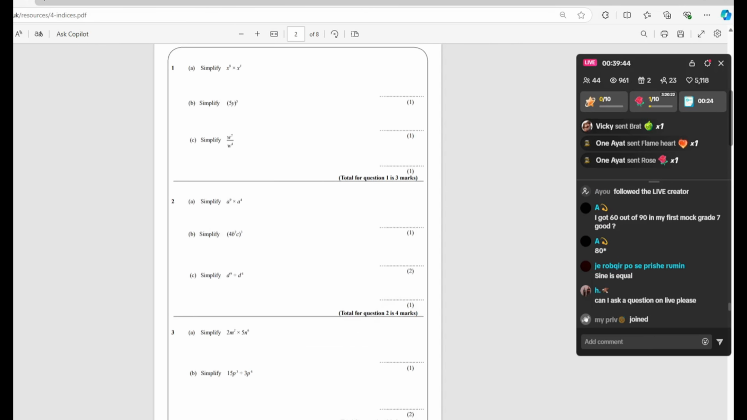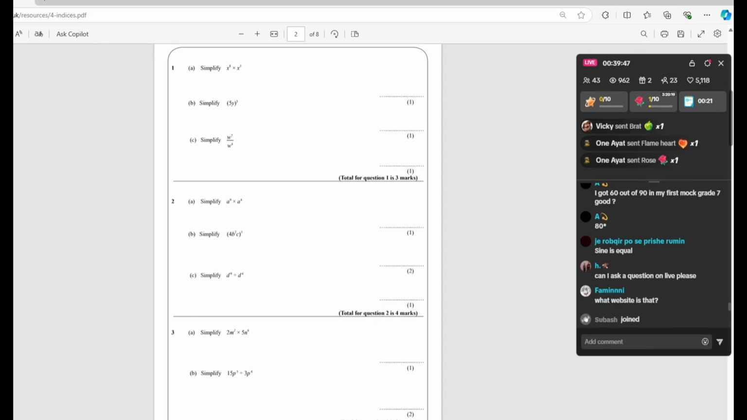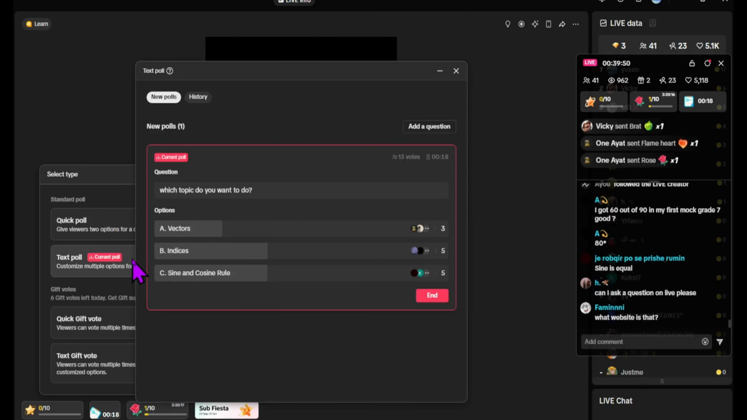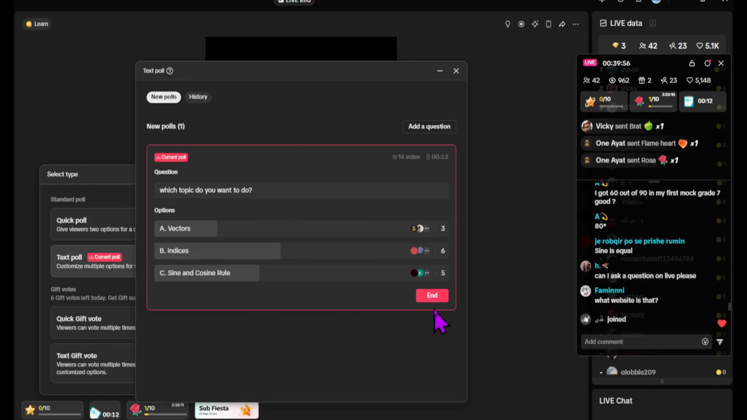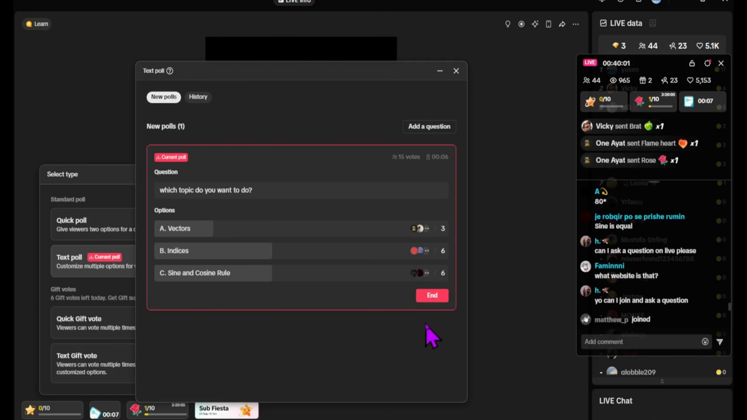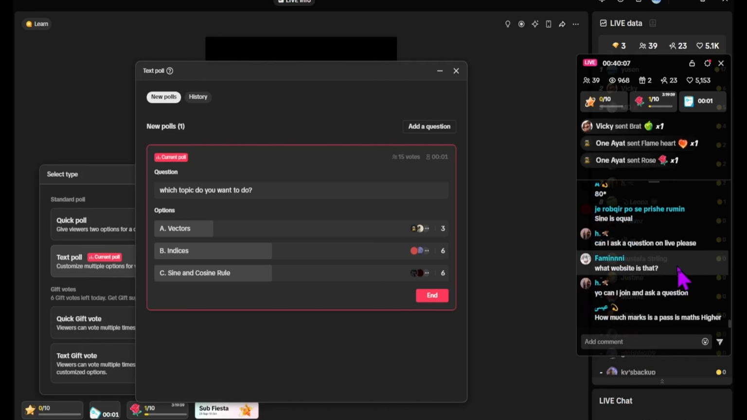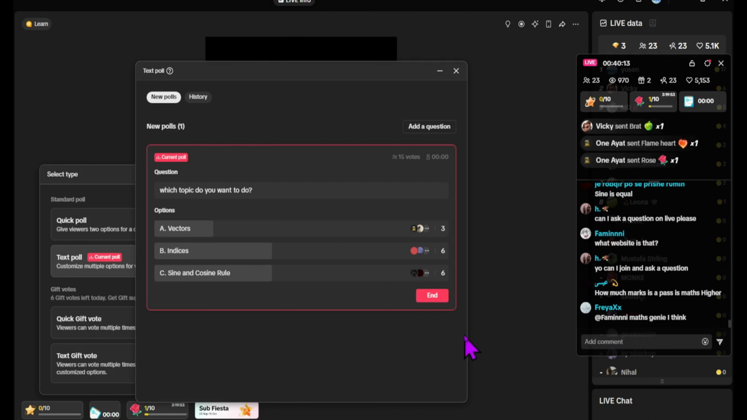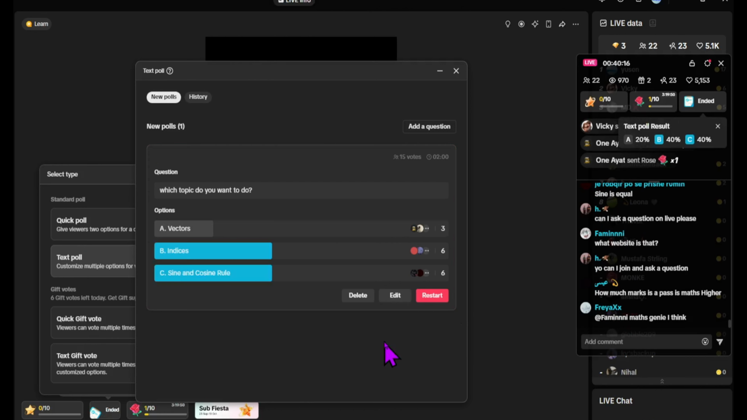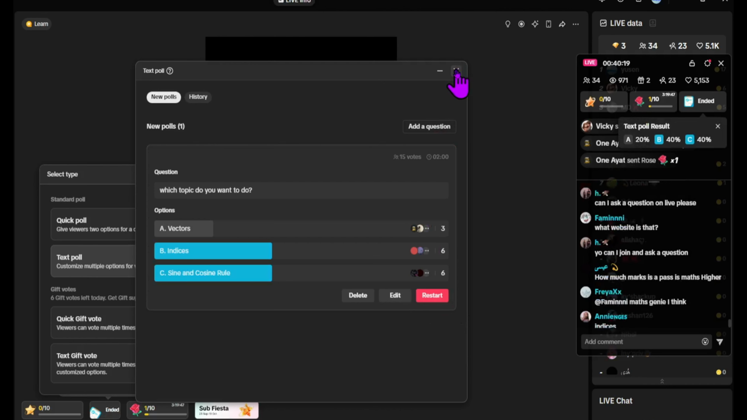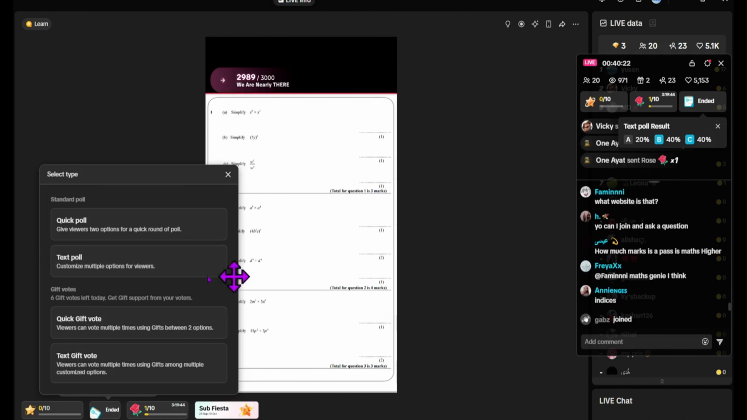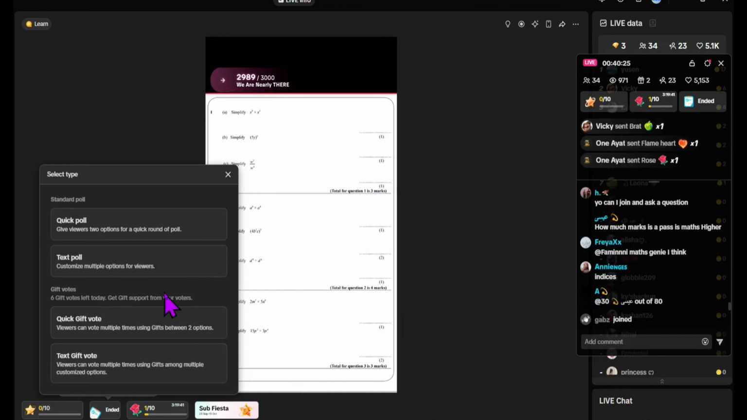I haven't checked the poll yet. Let's see. Yes, equal. It's equal. Someone vote. Okay, indices got 6 votes. Oh, then now it's equal again. So indices and sine and cosine rule tied up. So what we're going to do is do indices first, and then we might do some bit of sine and cosine rule, okay? So it's going to be fair to do both of them, okay?